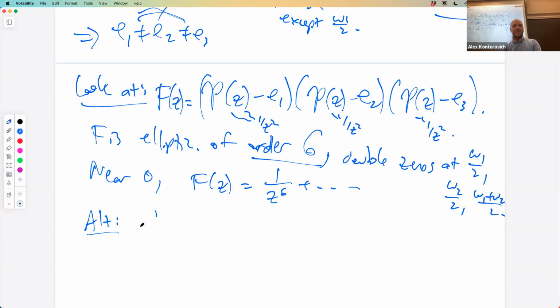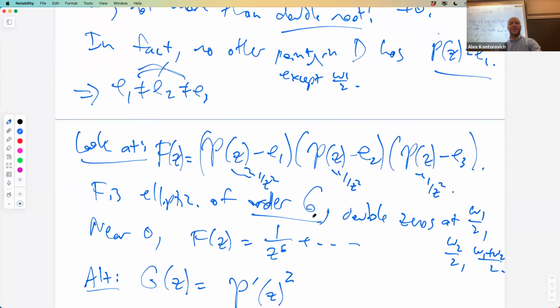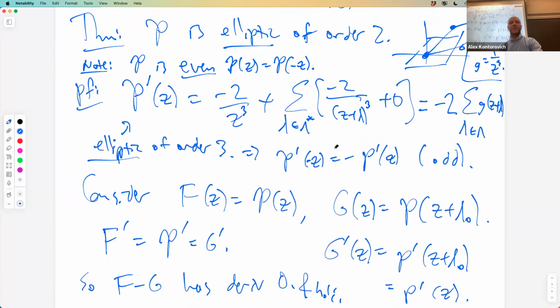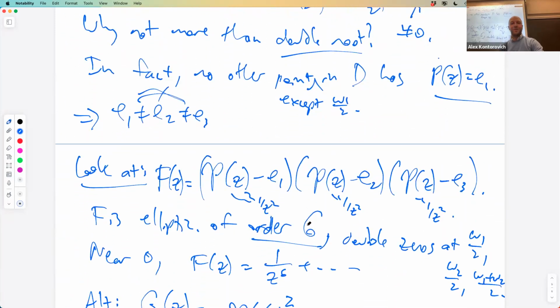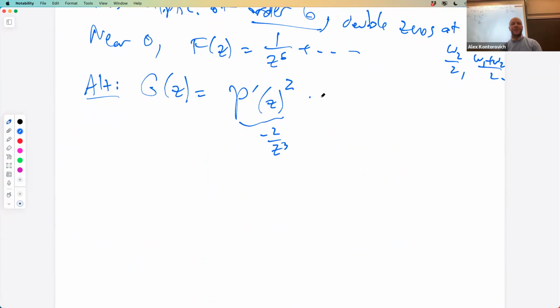Alternatively, let me make a function g of z, which is P prime of z squared. This is also order 6, right? What's the leading term of P prime? You guys remember? It's not 1 over z cubed. It's negative 2 over z cubed. So the leading term of g is 4 over z to the 6 plus other stuff. Okay, so it has an order 6 pole at 0.